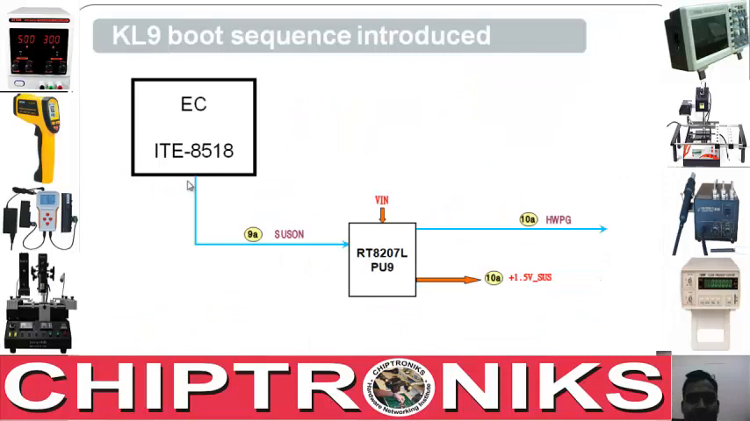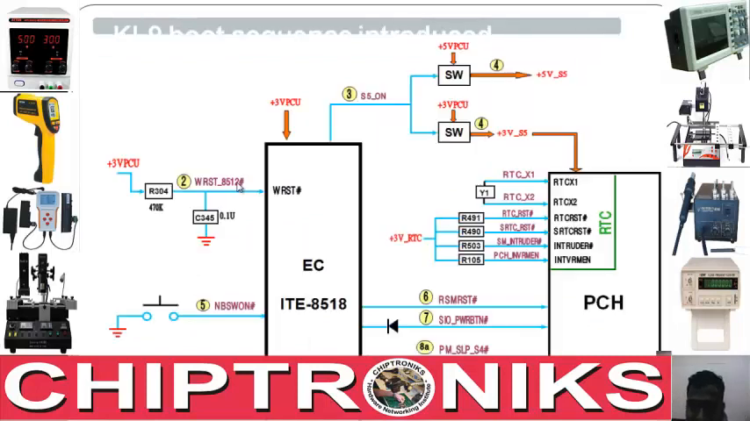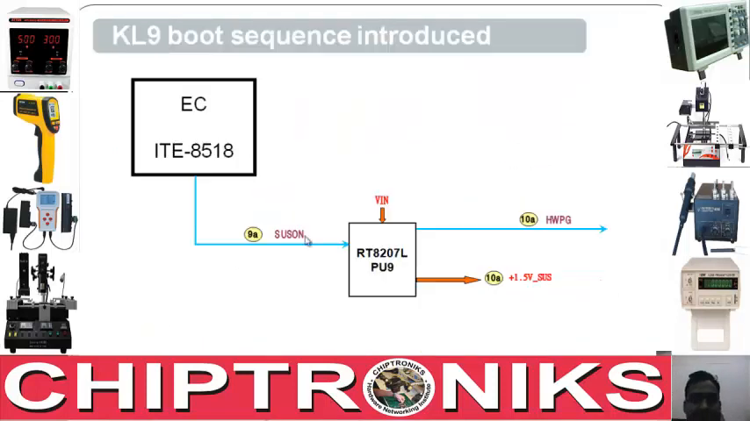So this is step 9A, and after getting these two signals, PM_SLP_S4 and SIO_SLP_S3, the EC will generate a SUSON. This is 9A, SUSON to the RT8207L denoted by PU9, and it will generate 1.5V_SUS. And again this is a voltage regulator, so it will generate a power good, HPWRGD. So this is the 9A step, and this is the 10A step. Let's go to the next slide.